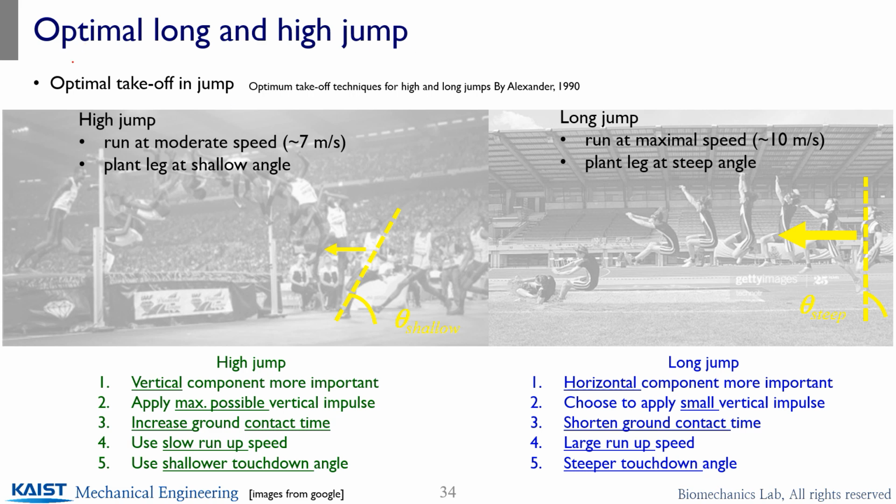To summarize, we examined the optimal jump strategy using very simple point mass mechanics combined with muscle dynamics, mainly the force-velocity relationship. For high jumps, you want the vertical component to be more important, as I said before. So you want more ground contact time and a somewhat slow or moderate run-up speed. As opposed to that, for the long jump, horizontal components really matter. So you want to minimize the contact time, run really hard and fast in the run-up, with a stiffer touchdown angle. That pretty much makes sense in terms of physical interpretation.